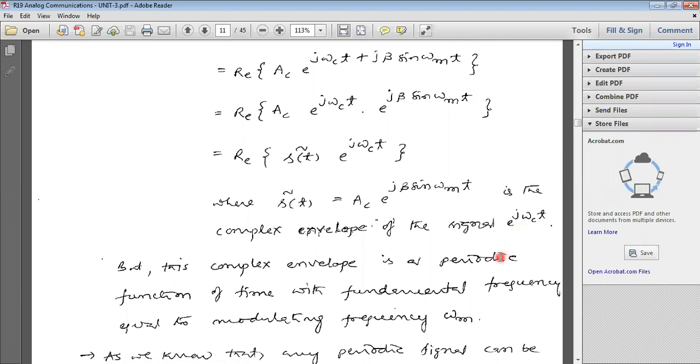It is also a periodic function. Already you know the modulating signal is a periodic signal. So the complex envelope is also a periodic signal, with the fundamental frequency equal to the modulating frequency omega m. So this complex envelope signal is also a periodic signal whose fundamental frequency is equal to the modulating signal frequency, which is omega m.